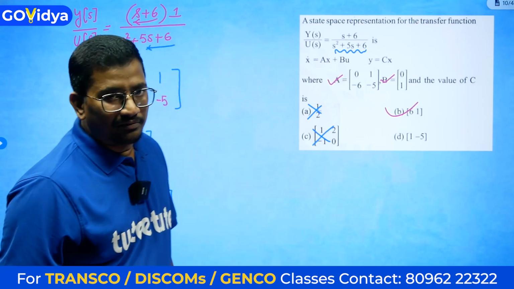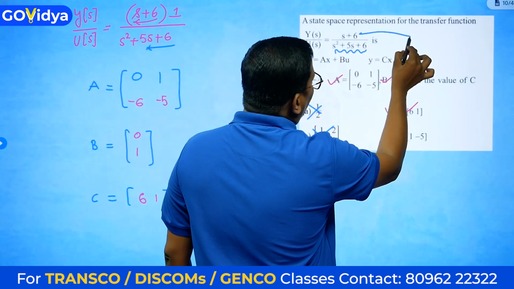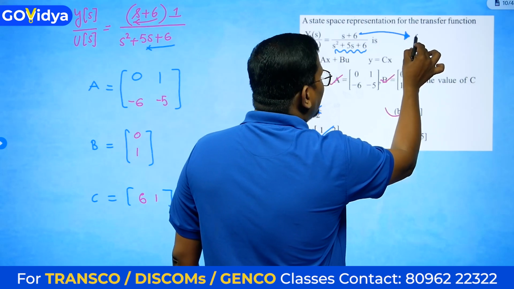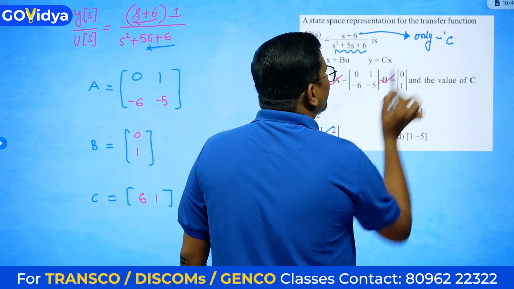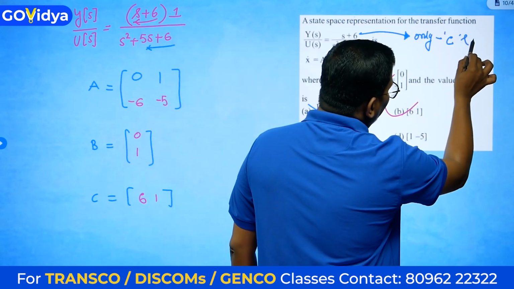Output is never related with the poles. It is always related with the zeros. Remember, zeros always reflect only the output side. It means only matrix C, and B also.